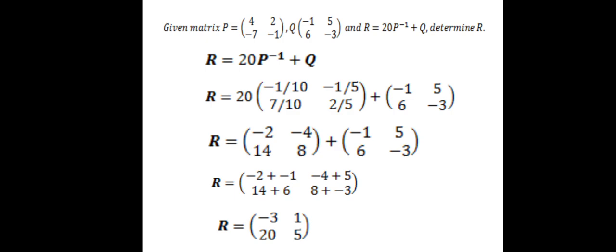Given matrix P is equal to 4, 2, negative 7, negative 1, Q is equal to negative 1, 5, 6, negative 3, and R is equal to 2 times the inverse of P plus Q. Determine R.